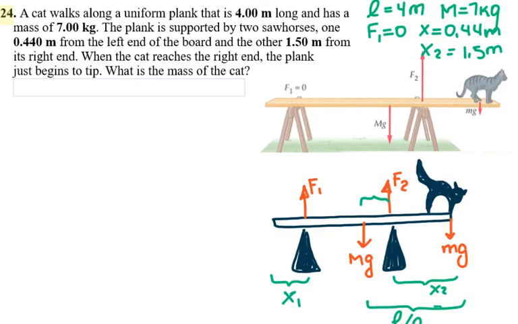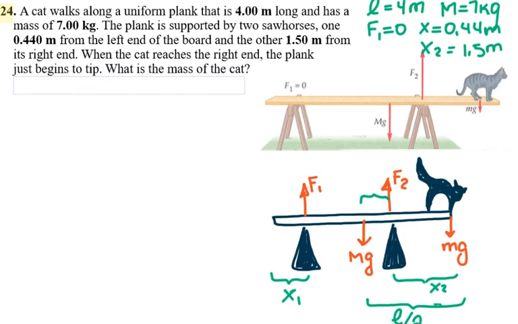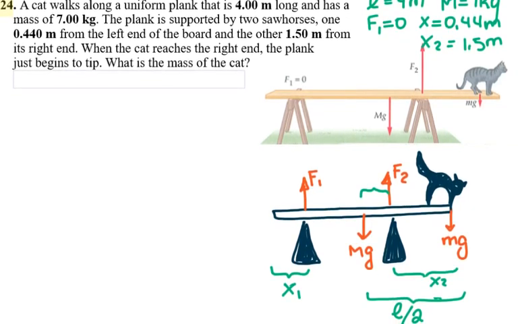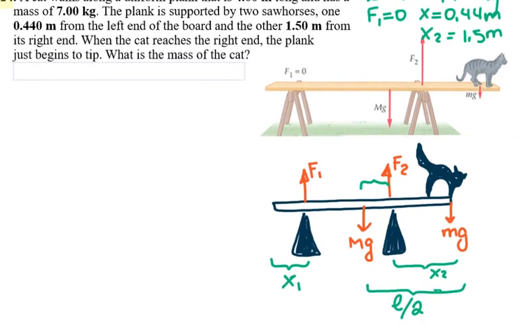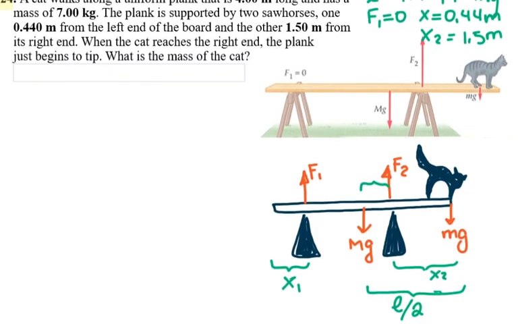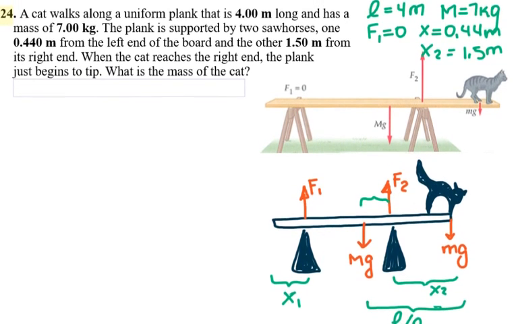So here I wrote in green on the top right side everything that is given. I redrew the picture because I wanted more space for my writing. And the plank has the mass of 7 kilogram, and I have to place its mass, or the force of gravity acting on it, in the middle of the plank, which is L over 2. And then you have x1 and x2 is given.